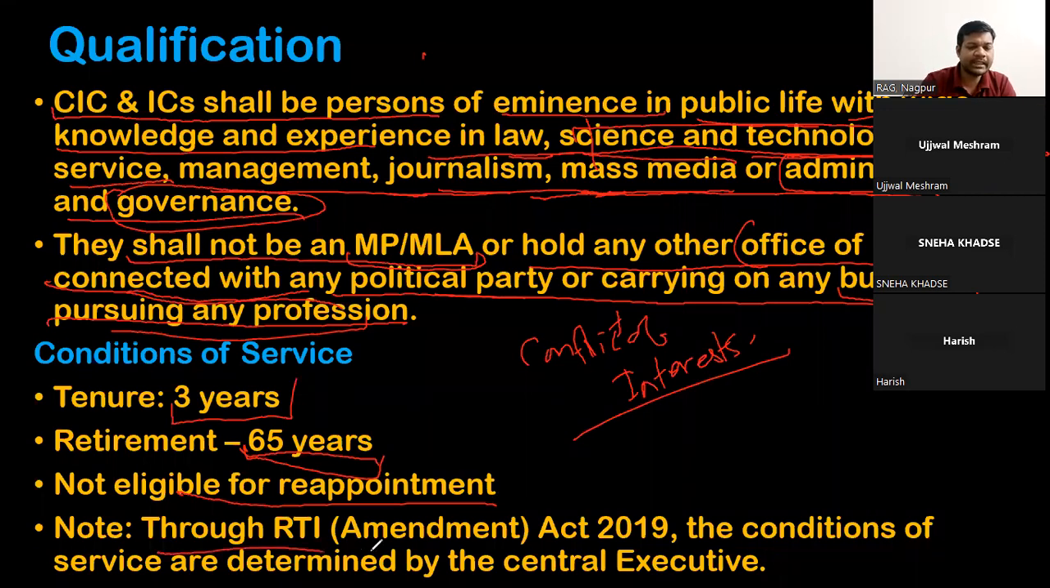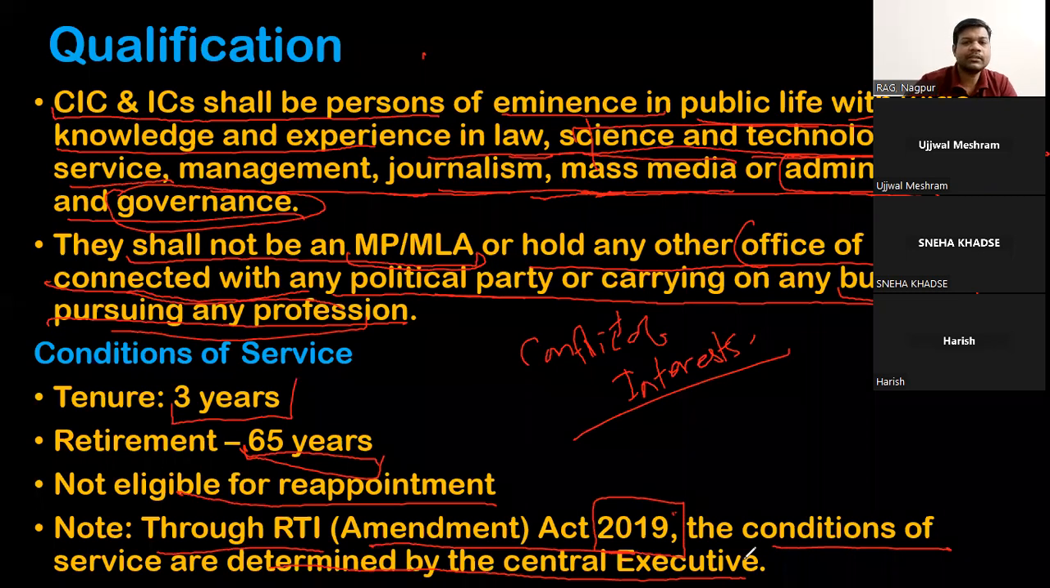Through the RTI Amendment Act 2019, the RTI Act 2005 has now been amended. The conditions of service are determined by the central executive. That means the central government will decide the tenure, the retirement age, and the salary of the CIC, that is Chief Information Commissioner, and the IC, that is the Information Commissioner.